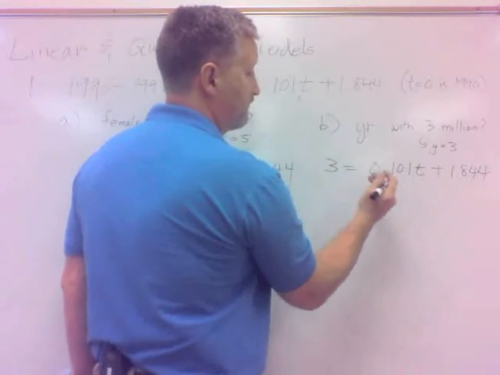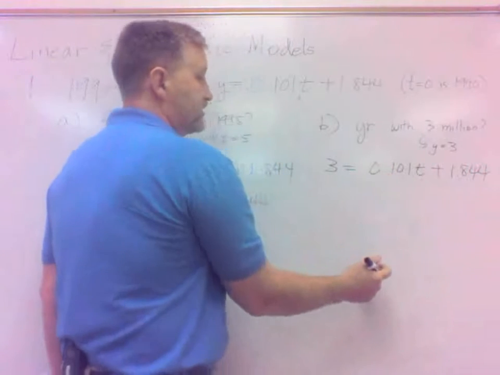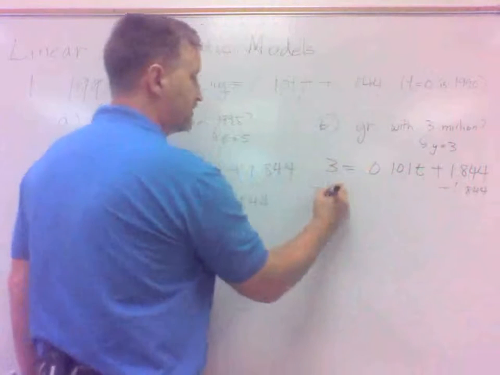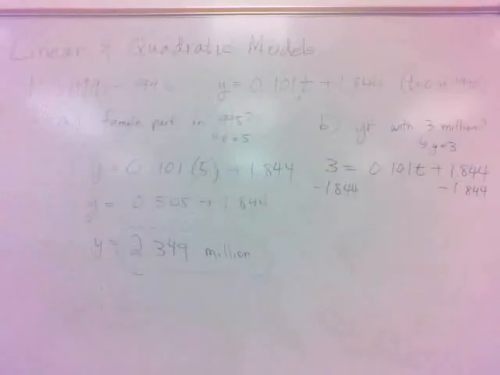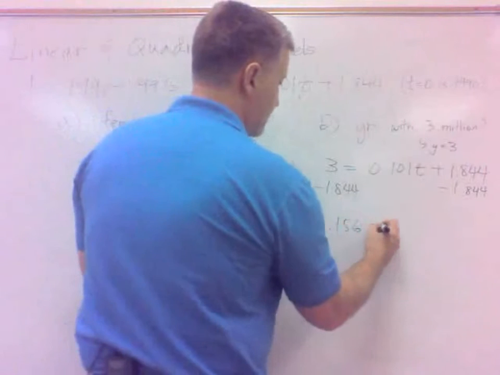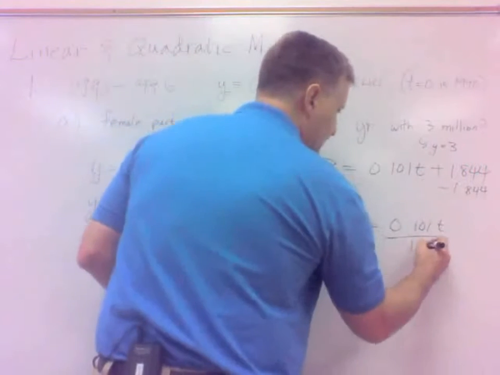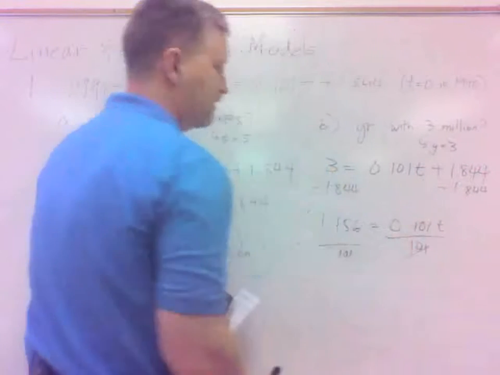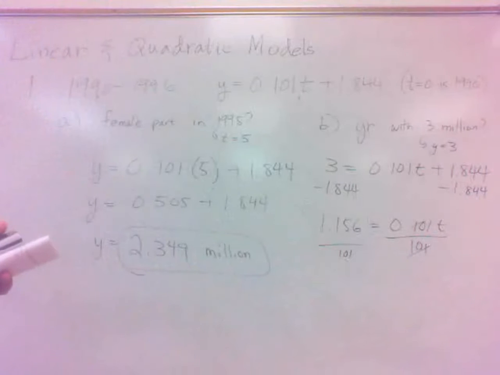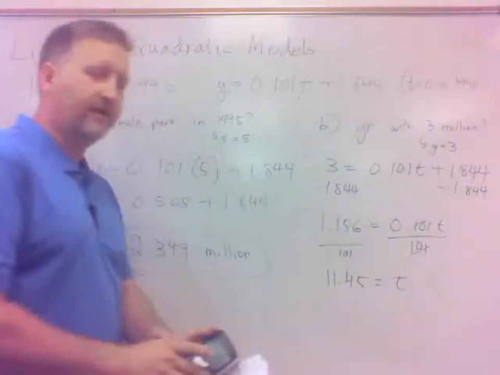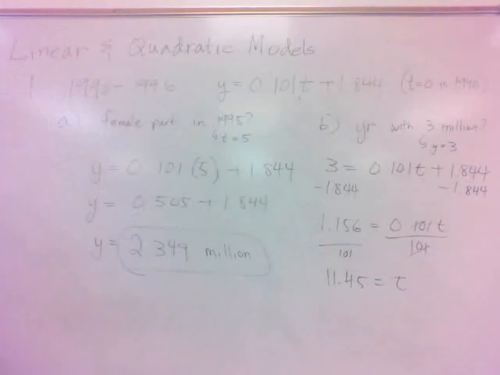Well, I need to get rid of the 1.844 and the 0.101. And the way I would do that, well, subtract the 1.844, first of all. 3 minus 1.844, both sides. That would be 1.156. And this side would be just 0.101 t now. Divide off then our 0.101 to get the t by itself there, and that gives me here 11.45, roundabouts.